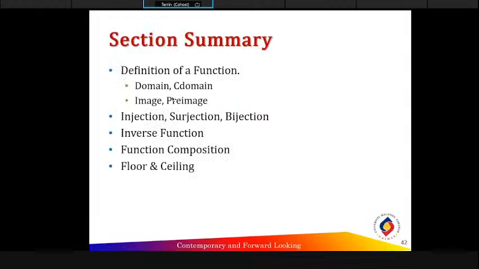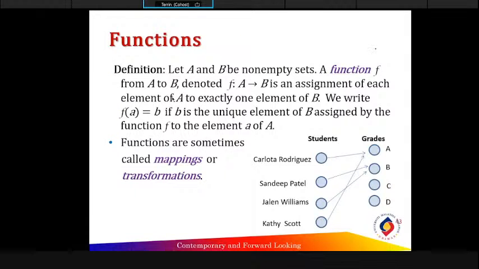But to further extend, we say that a function f, you can only look at a function between two sets, right? When we say the function f from A to B, it is an assignment of each element of A to exactly one element of B, right? So that is denoted by this one here.